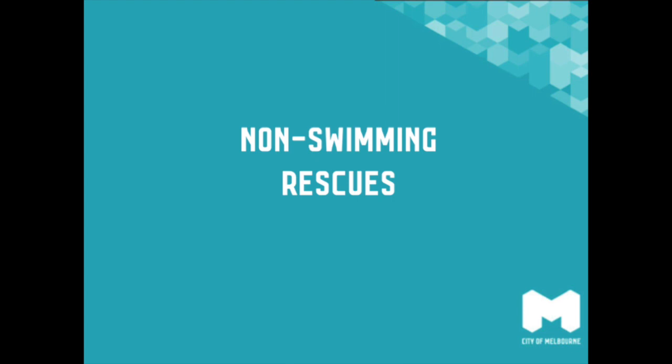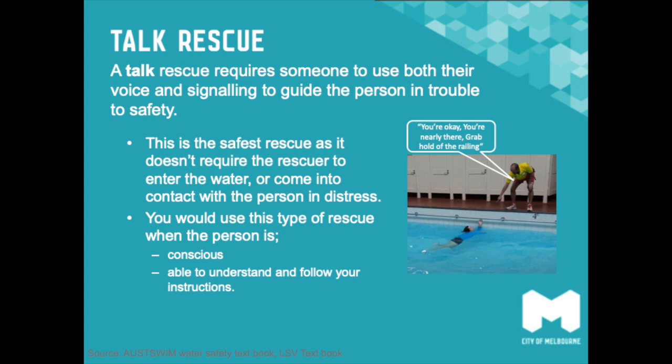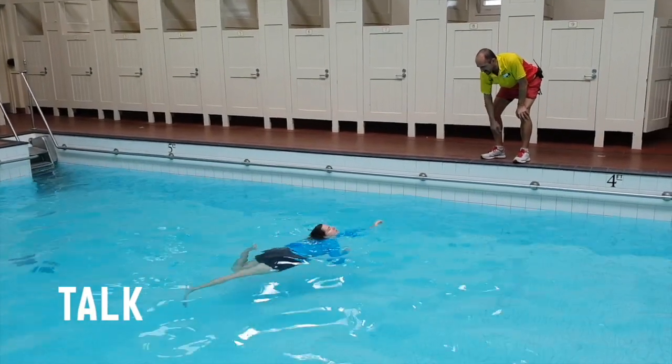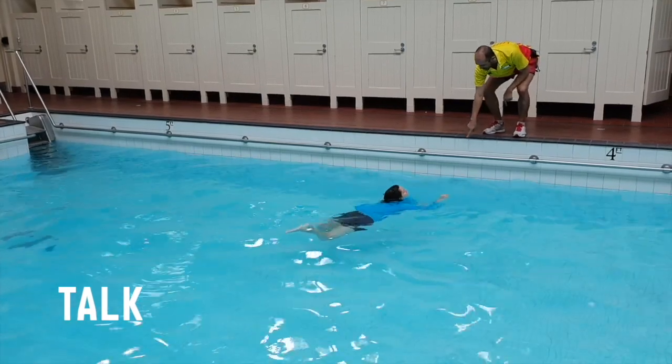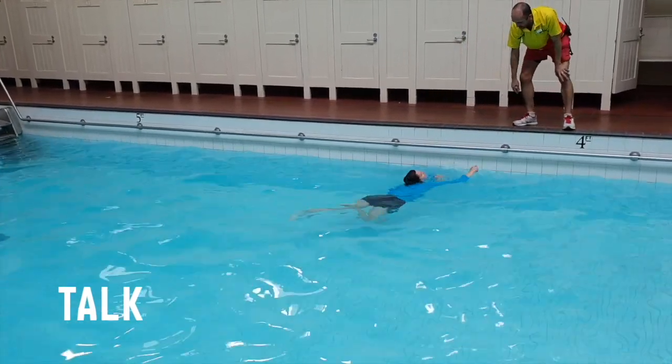The first rescues that we'll go through will be the non-swimming rescues. The first non-swimming rescue that we'll go through is the talk rescue, which requires someone to use their voice and signalling to assist the person in trouble to guide them to the safest exit point. This is the safest rescue for the rescuer, as it doesn't require you to enter the water or come into contact with the person in distress. You could use this rescue if the person in trouble was conscious and able to understand and follow your instructions. As you can see in this rescue, the lifeguard is signalling and calling to the person in trouble to direct them where to grab hold of on the edge of the pool.